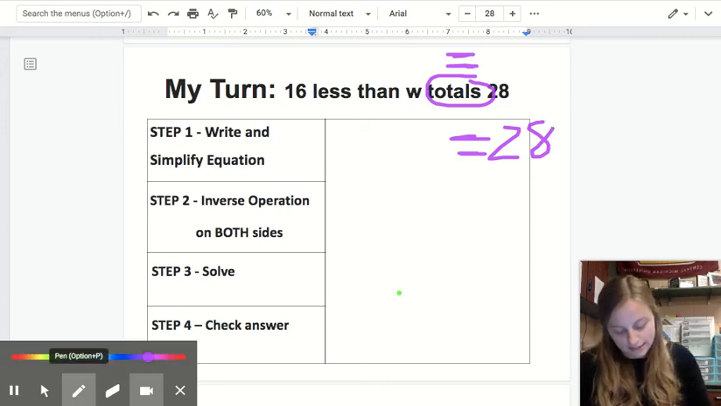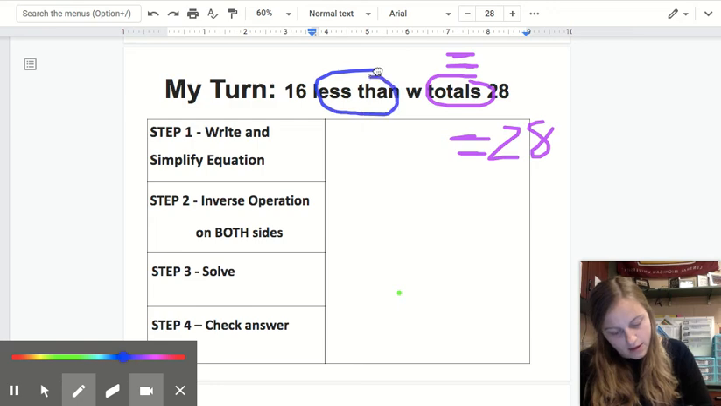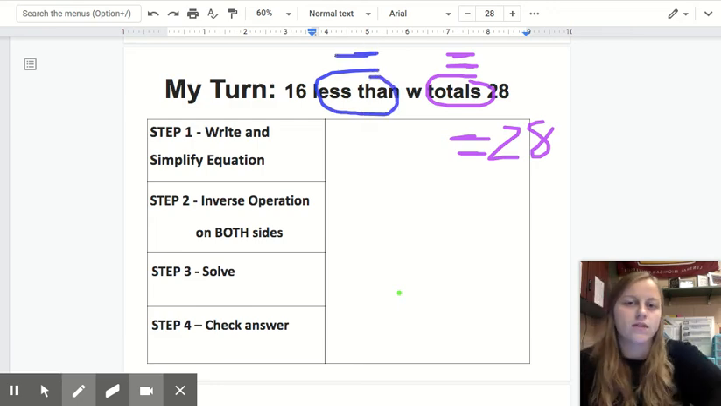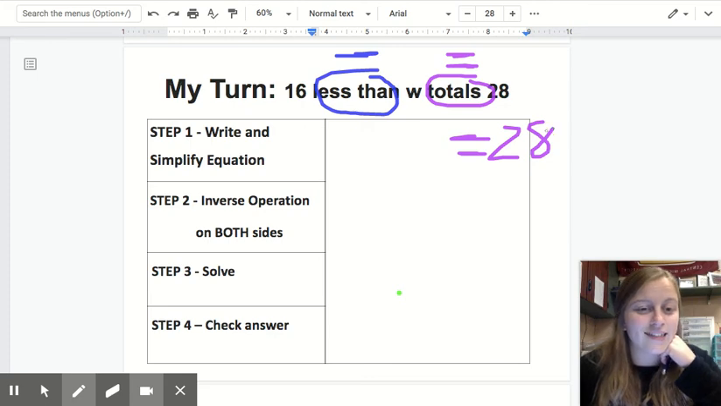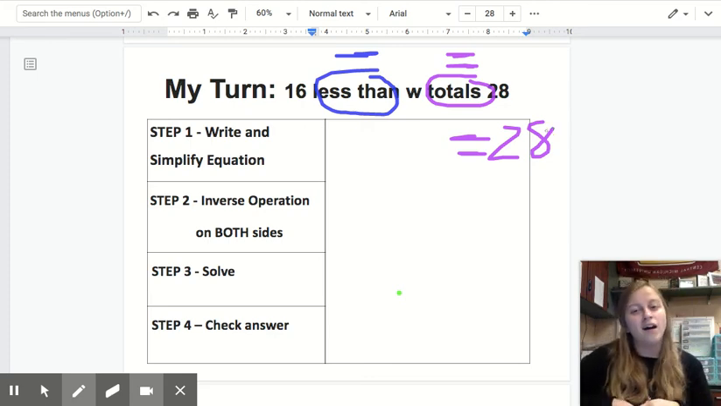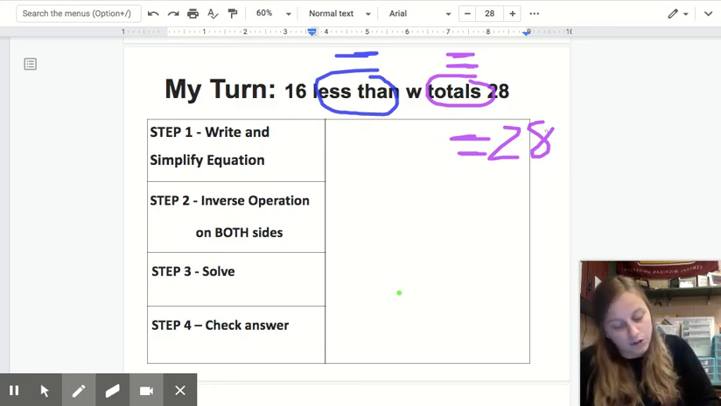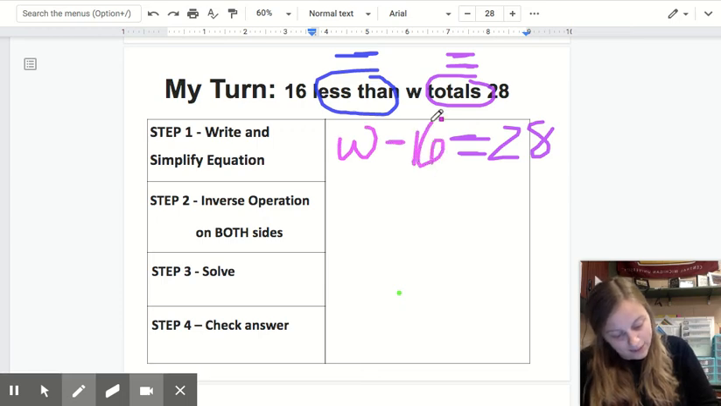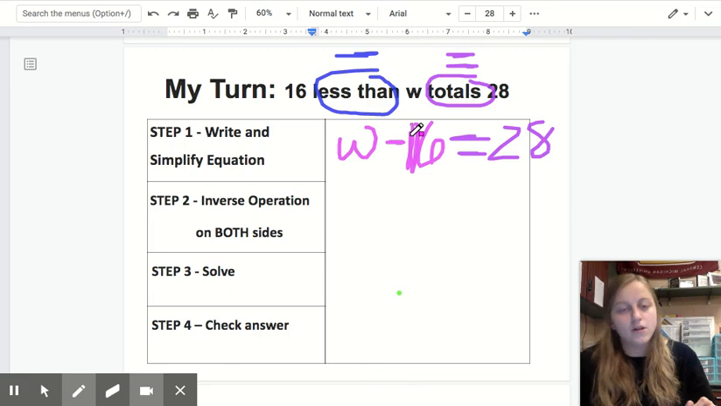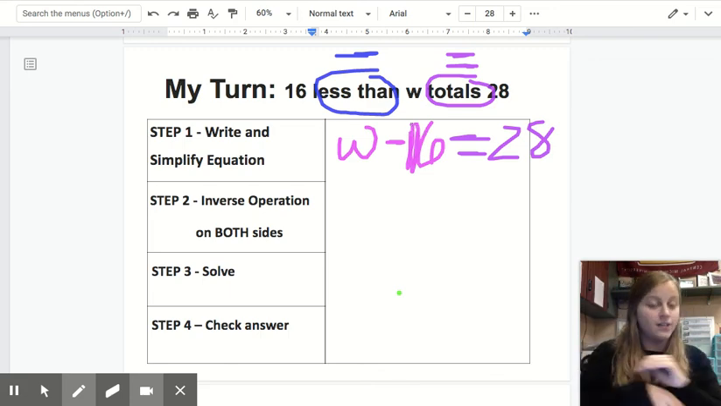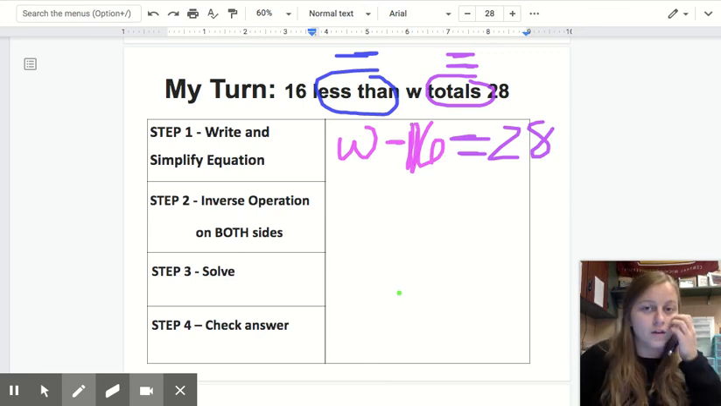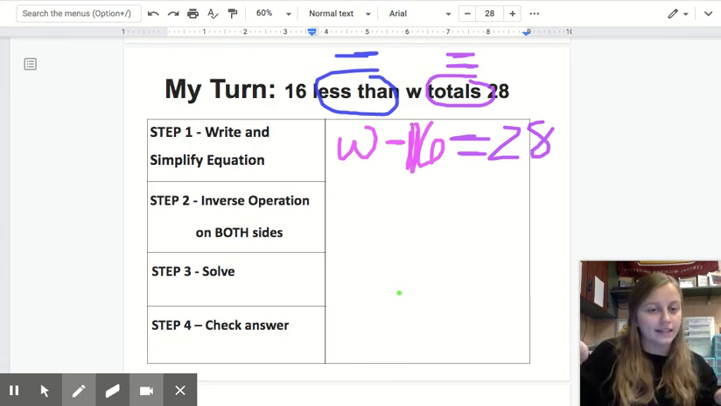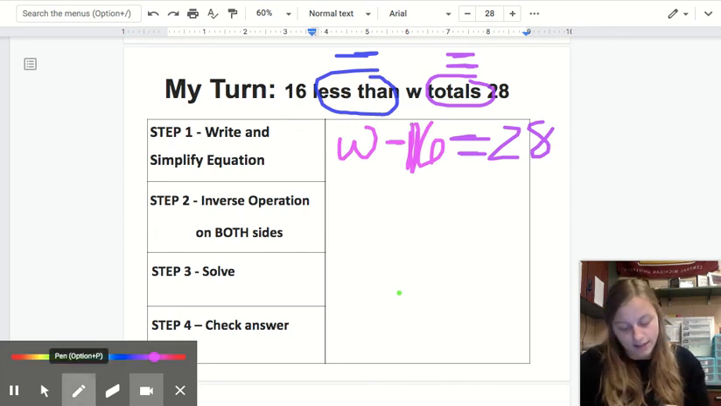Now I have this word less than. Less than means subtraction. But as we learned last year, less than is a special subtraction because 16 less than W really means W minus 16. Remember, anytime you see less than, fewer than, sooner than, the than switches the order of your subtraction. Usually, it's just left to right when you're reading a sentence like this, but the less than switched it. So now I have an equation and I can solve.